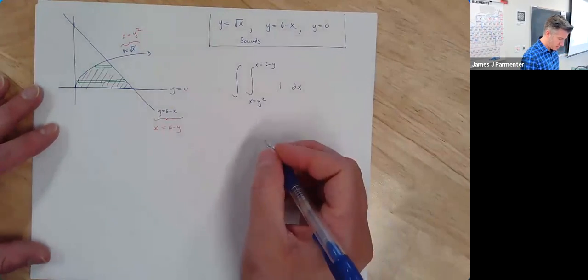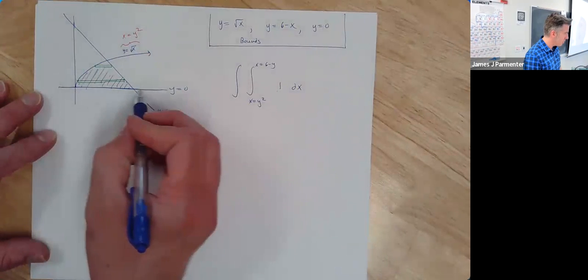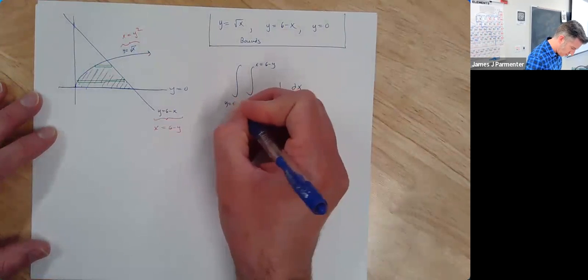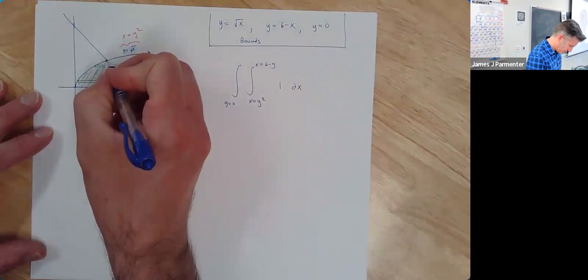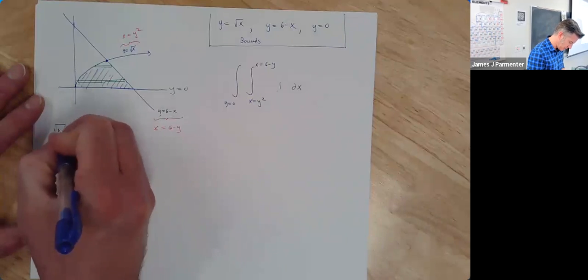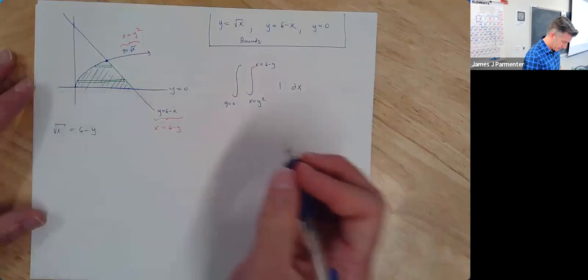And then the outer limits of integration are going to be, well, how low do we go? 0. How high do we go? Whatever that point of intersection is there. So I need to know where square root of x is equal to 6 minus x, apologies.